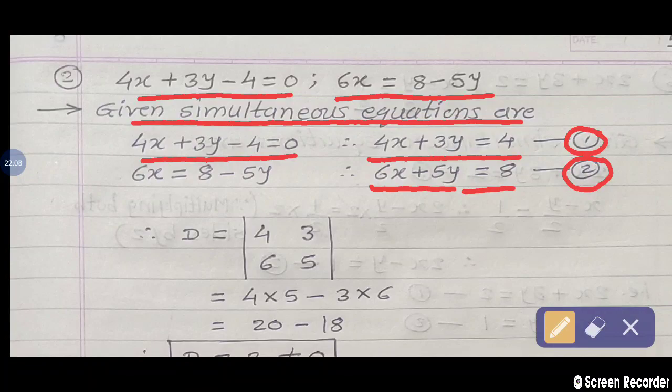So we arrange these two equations in a proper pattern. XY term required on the left hand side and constant numbers on the right hand side. Now find out the value of D. How to find out the value of D? Check that.